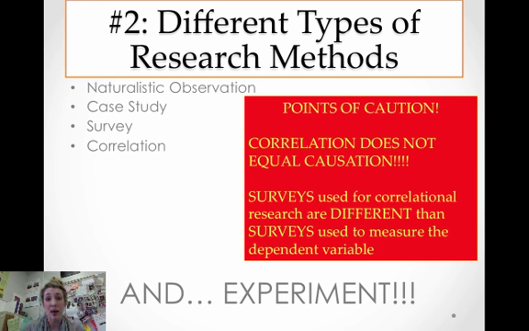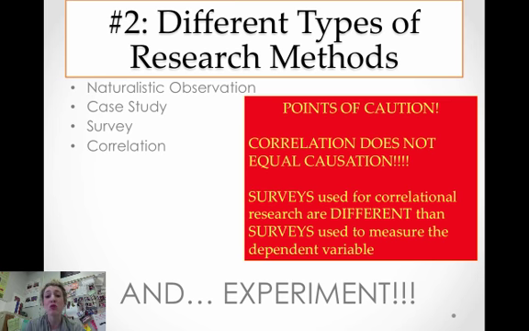Inter-rater reliability. Case study. Awesome if you're studying something that's extremely rare, or if you're just wanting to get a really in-depth, detailed explanation of something, okay? Of course, the strengths are all the details, the depth, the information you get, but the weaknesses, it's not generalizable, right? Because you just have a lot of information on a little sample.